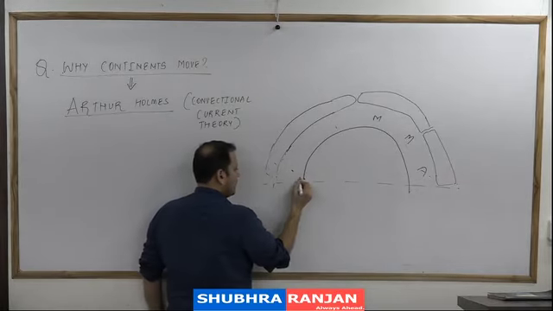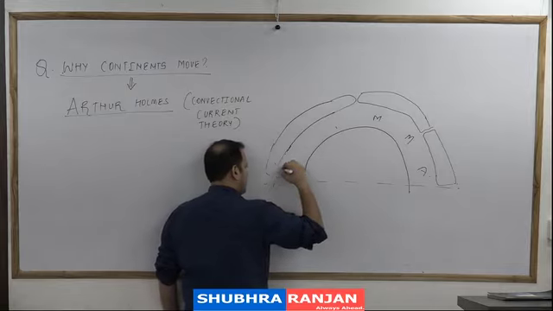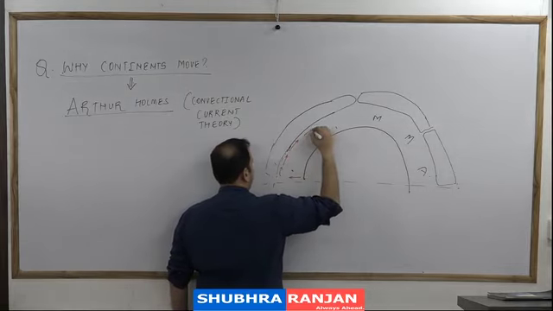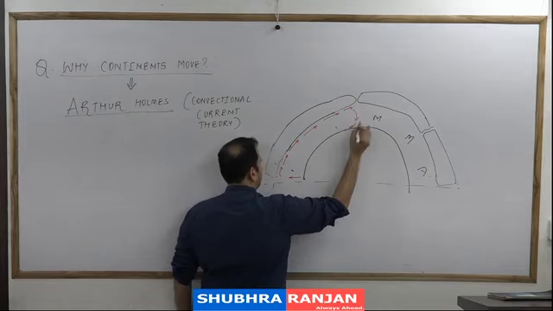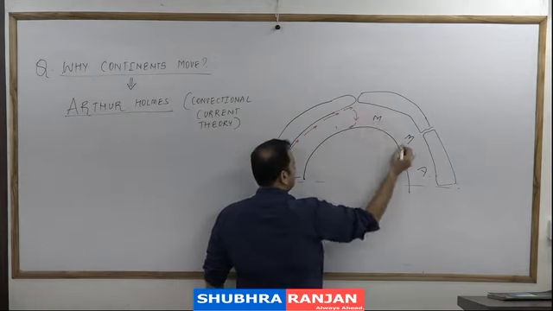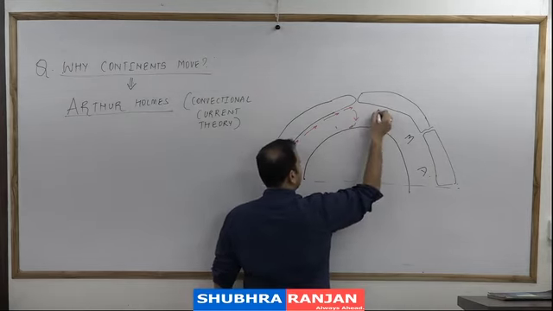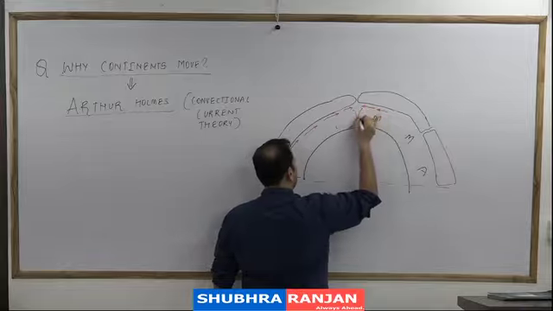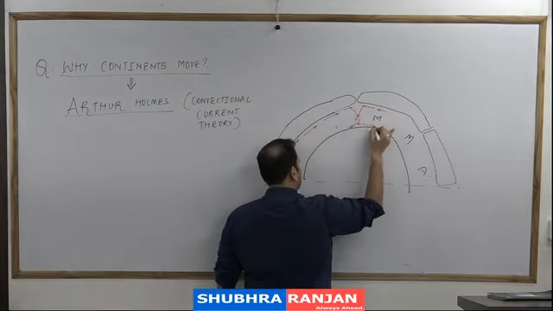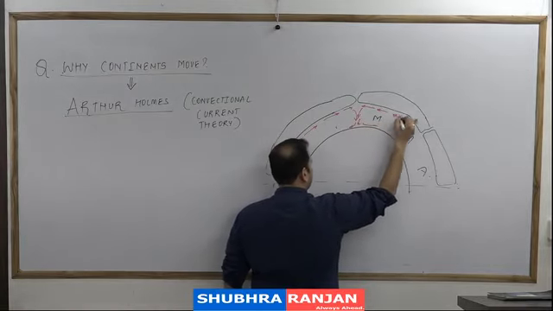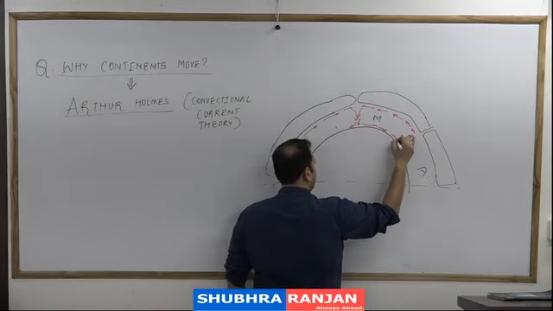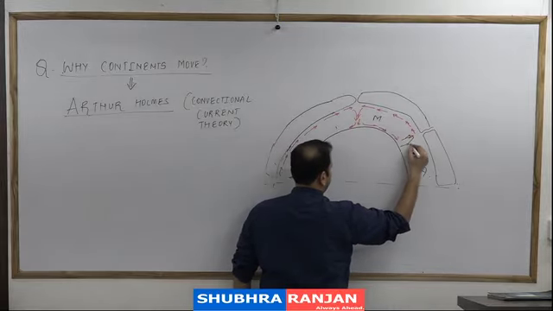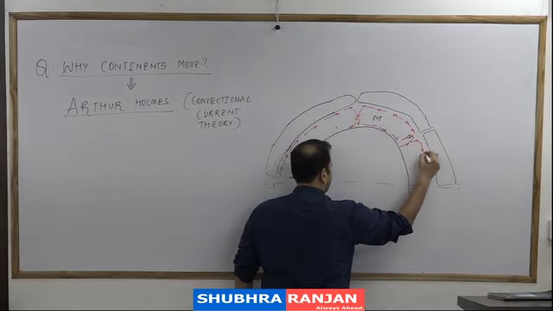so this is one convectional current. This is another convectional current. And this can be the third convectional current.